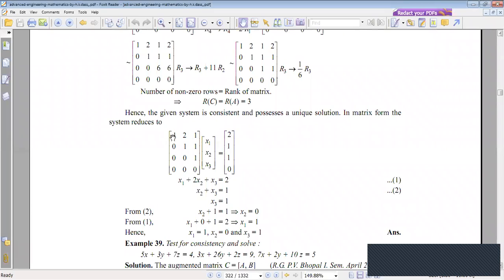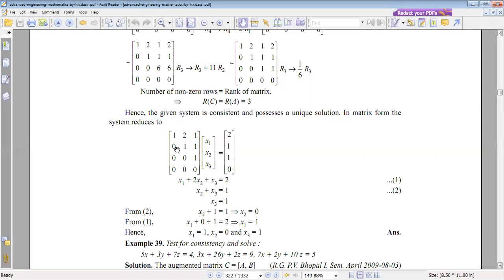Clear? Now multiply this. See here what you got: 1 into x1, this is x1, plus 2 into x2, 2x2, plus 1 into x3, which is x3, equal to 2. Again, we multiply, what you got: 0 into x1, 0, 1 into x2, it is x2, plus 1 into x3, that means x3, equal to 1. Again, 0 into x1, 0, 0 into x2, 0, 1 into x3, x3, which is equal to 1. Now, from comparing, what you got, x3 equal to 1.